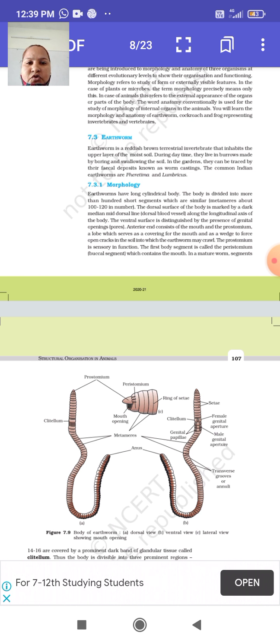prostomium. Now we can say that the anterior part consists of basically two parts. One is prostomium, which is the part present above the mouth, and the second one is peristomium. It is the first body segment. So don't confuse between prostomium and peristomium. Peristomium is the first body segment and prostomium is the part which is above the mouth opening.